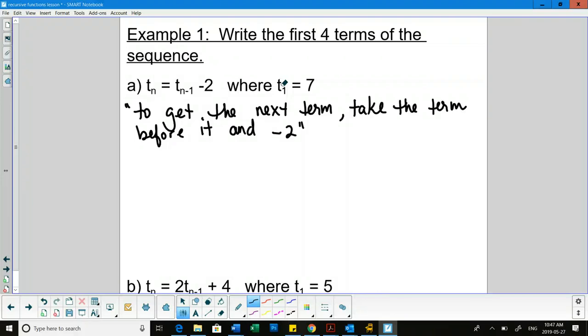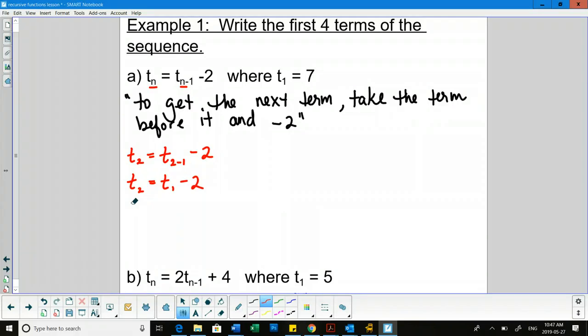So if I'm trying to find the first 4 terms and I already know term 1, what would be my next logical term that I'm trying to find? Okay. So term 2 means I'm plugging in 2 for the n's here. So we'll have t2 minus 1, and then subtract 2 from that. And then I'm just going to simplify this little subscript here of t2 minus 1, which will give me t1 minus 2. And do we know the value of t1? 7. So I can replace t1 with its value from above, 7, and then I will get my next term. So term 2 equals 5.